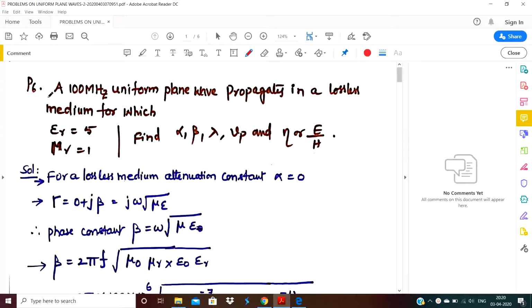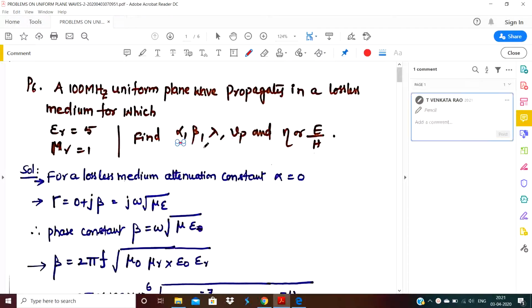Next problem: a 100 megahertz uniform plane wave propagates in a lossless medium for which epsilon r is 5, mu r is 1. Find the attenuation constant alpha, phase constant beta, wavelength lambda, phase velocity, and intrinsic impedance. It's already given as a lossless medium. For a lossless medium, the attenuation constant alpha equals 0.